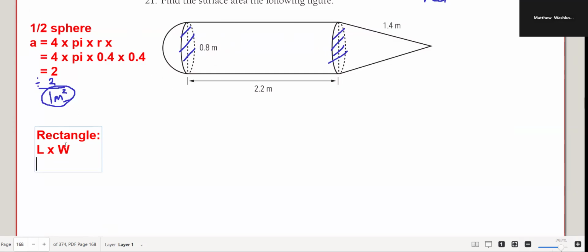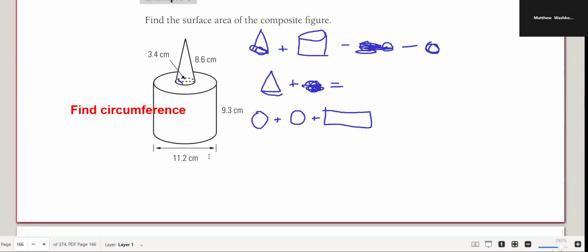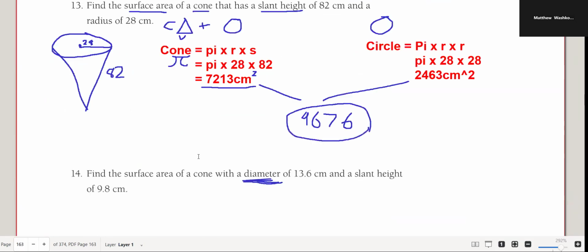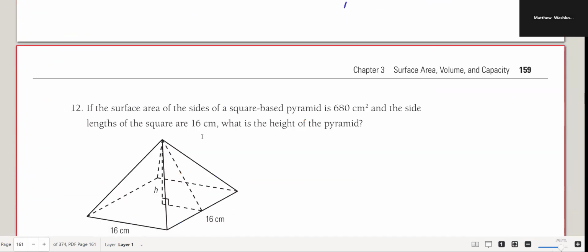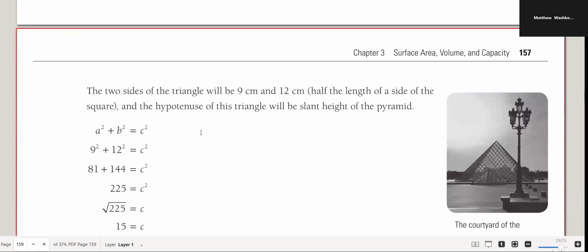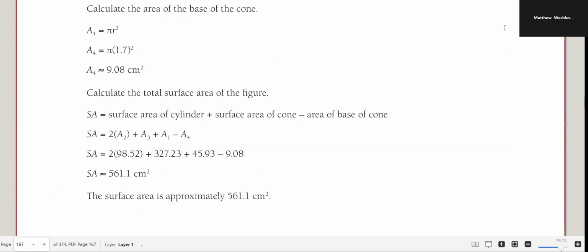I know the length, which is 2.2. And the width is the circumference. So I got to find the circumference. Oh, how do I find circumference again? Look up in your notes or just Google it. But circumference, where's circumference? That's a whiles away, right? So you could look up there in your book, or you could just Google it. I'm literally just going to Google it for you guys.